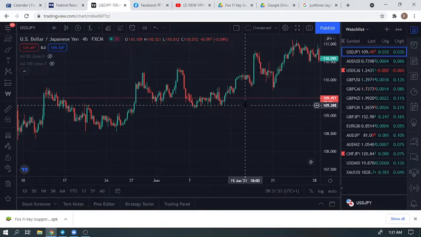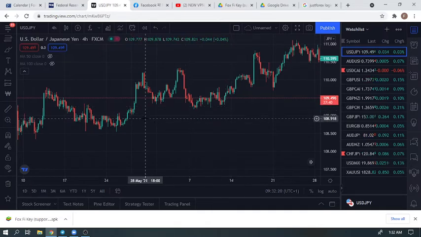Now you should take note that a supply zone is not the same as a resistance. A demand zone is not the same as a support. All demand zones are support zones, but not all support zones are demand zones. All supply zones are resistance zones, but not all resistance zones are supply zones. Take note of this. Now, those are zones with high liquidity.